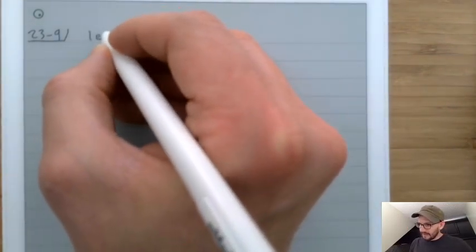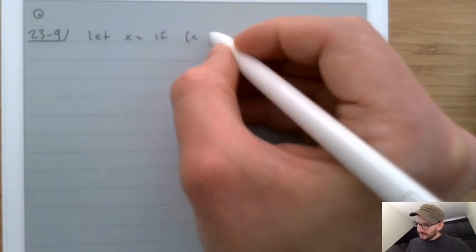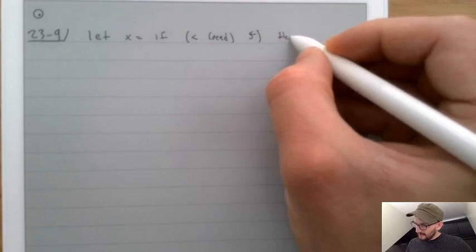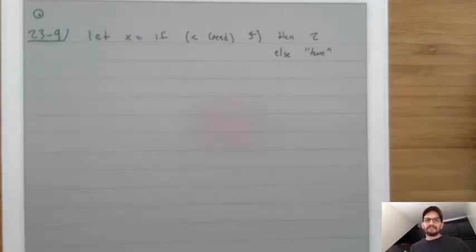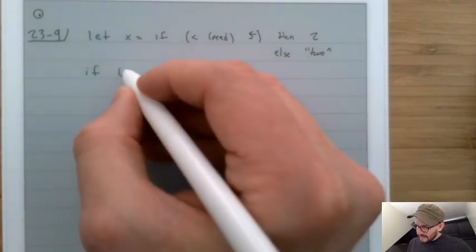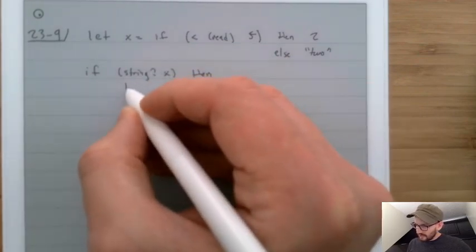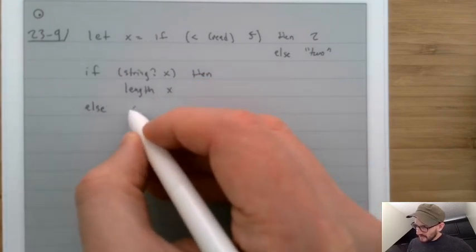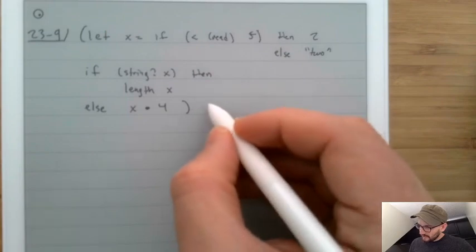Let's write a program that says let x equals if less than read 5, then 2 else 2. So x now sometimes returns a number and sometimes returns a string. Now our program says if x is a string, then return the length of x, otherwise return x times 4. This program right here always returns a number.